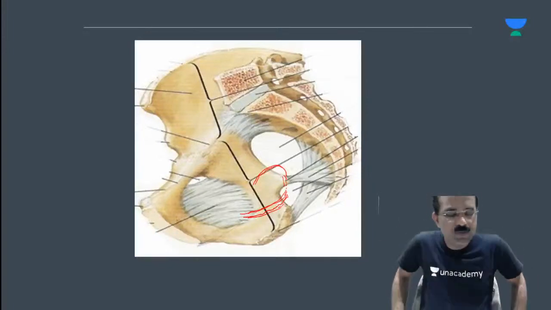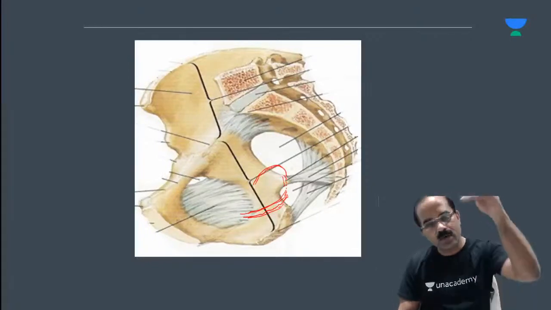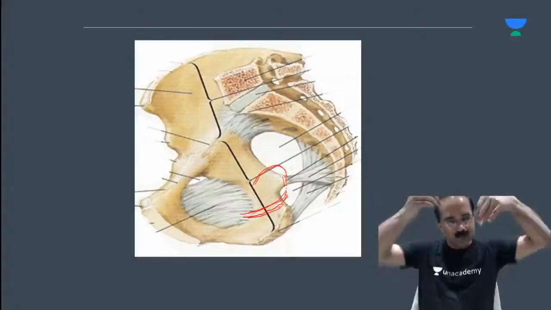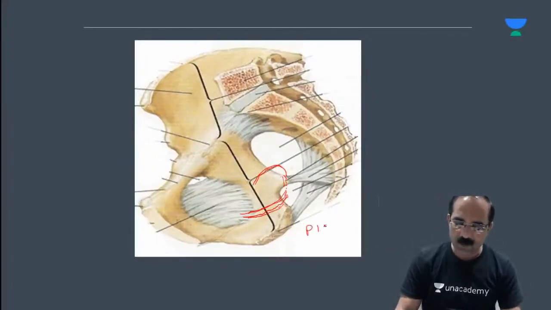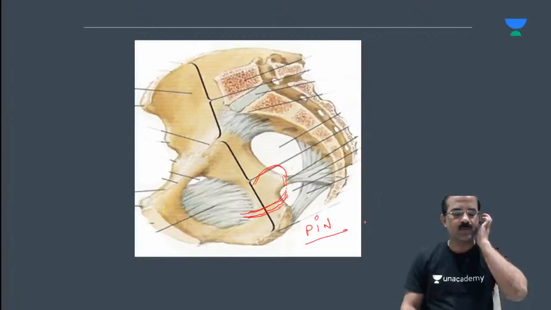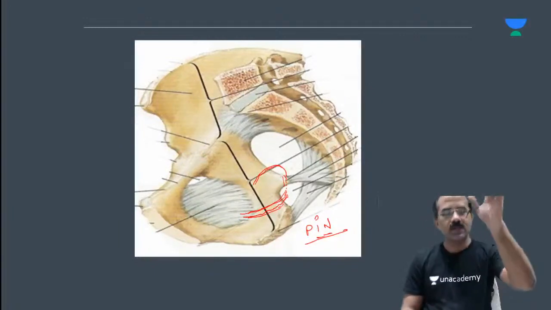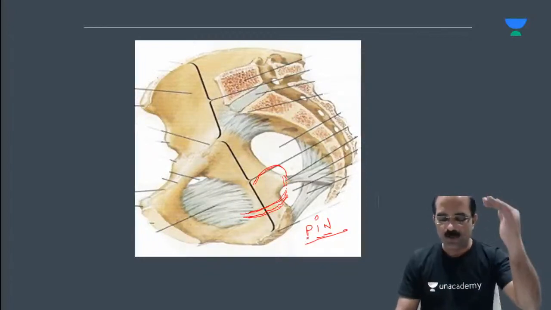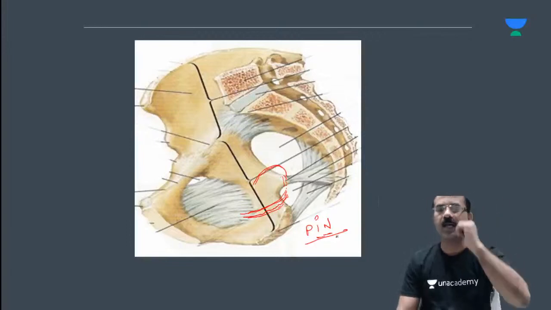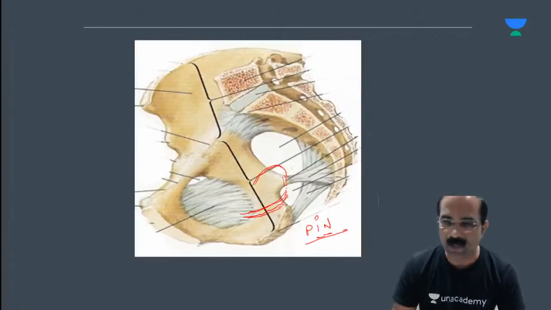Tell me students, who will do this? Who will get out of the pelvis, turn around the ischial spine and enter the perineum? Anyone? These are the PIN structures. P is the pudendal nerve, I is the internal pudendal vessels, and N is the nerve to obturator internus. So these are the three structures which are coming in through the lesser sciatic foramen.